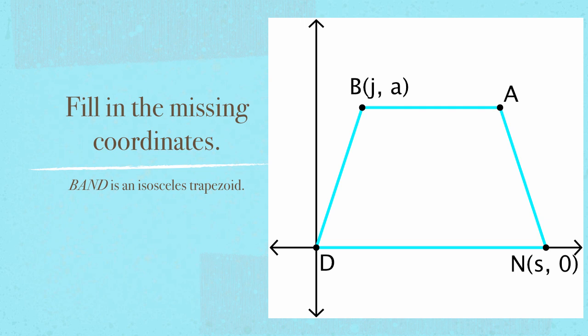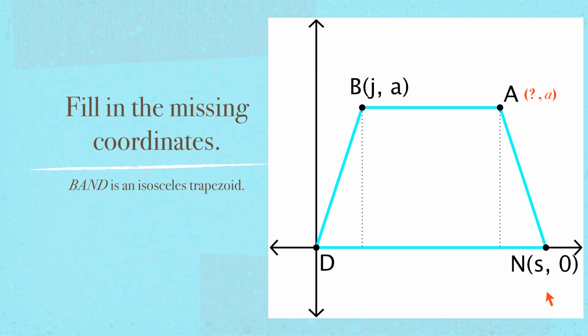Here I have another trapezoid. This one happens to be isosceles. And so from the given coordinates, we can find the other 2 points, D and A. First, look at a. That indicates that the height of the trapezoid, the vertical distance, is a. And so if that's a units tall, A is also a units tall.